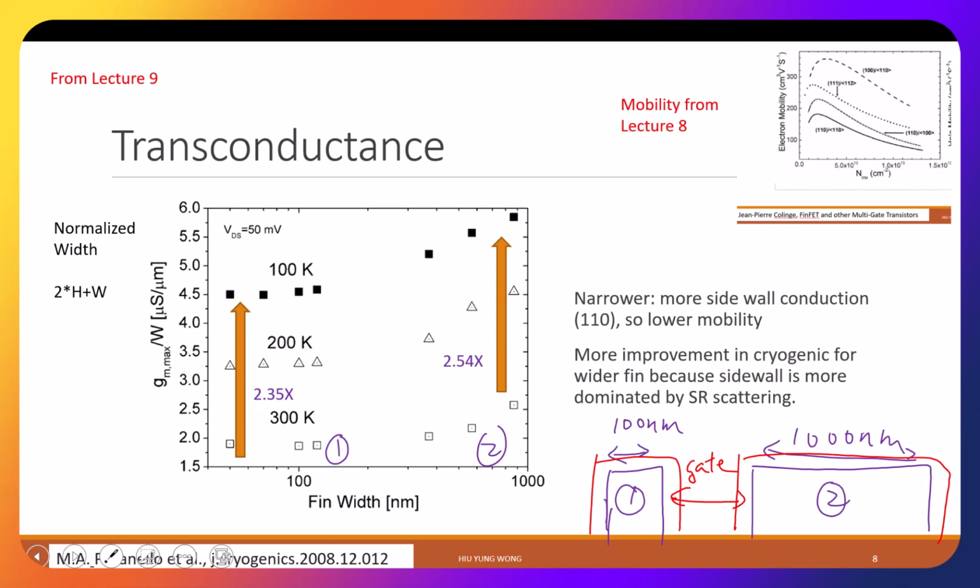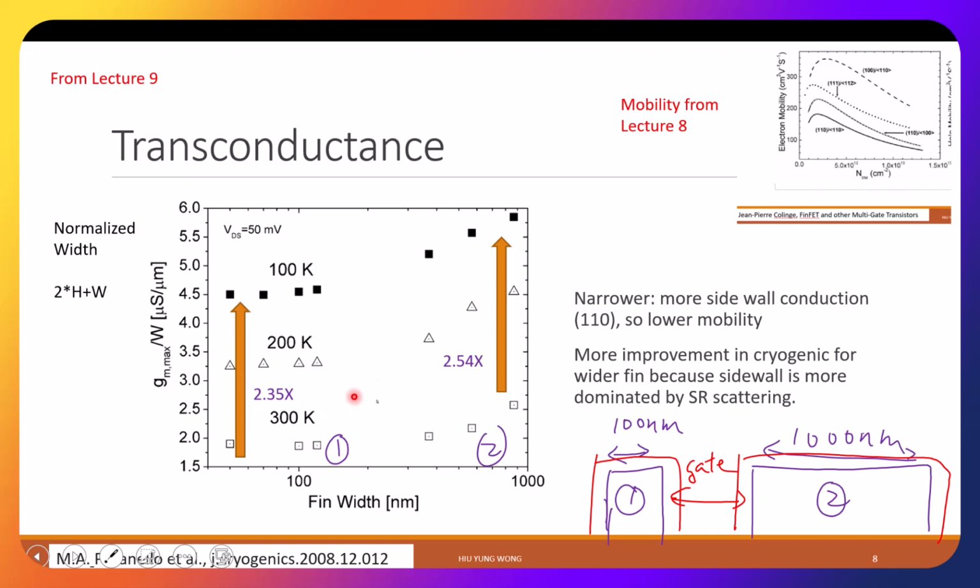Particularly, can we look at this? When the fin width is wide, the increase is more. It should increase. The increase in the gm is more. This is normalized, right? This is because we have different orientation, and also the narrow fin width is mostly dominated by surface roughness scattering. So the effects of phonons will be smaller in that sense.